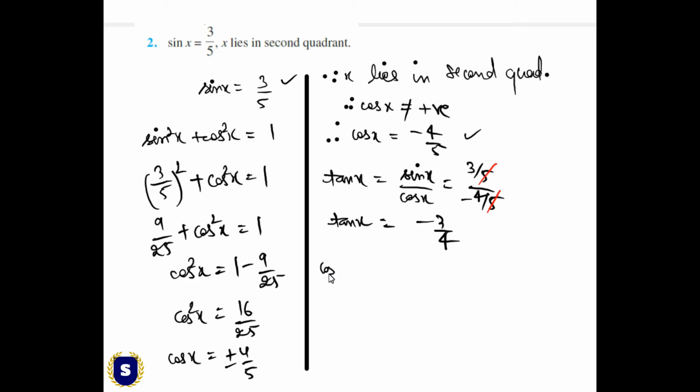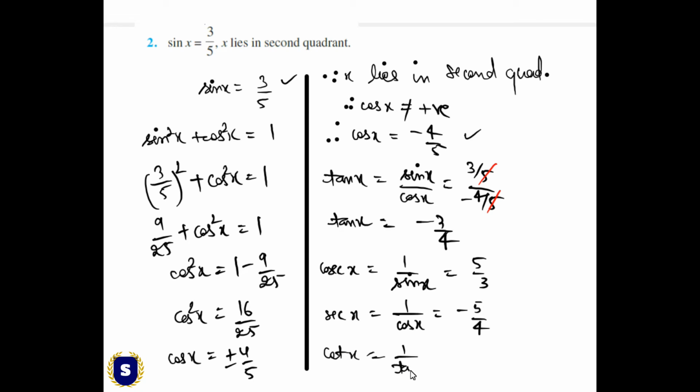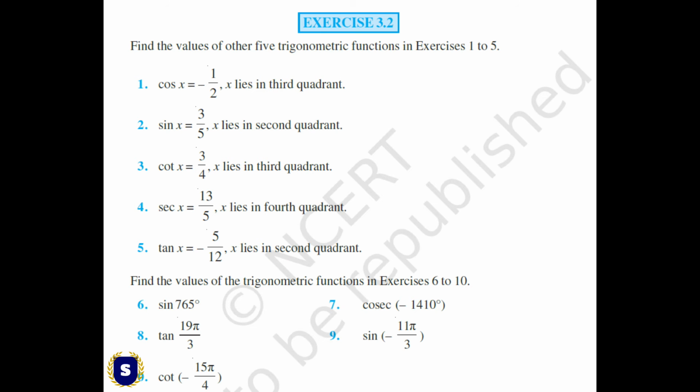So now calculate the reciprocals of them. Cosec x is equal to 1 by sin x, that is equal to 5 by 3. Sec x is the reciprocal of cos x, that is equal to minus 5 by 4, and cot x is the reciprocal of tan x, that is equal to minus 4 by 3. Okay. Let us do the next question. Question number 3.